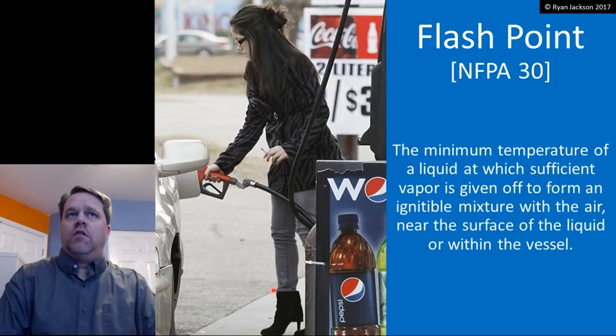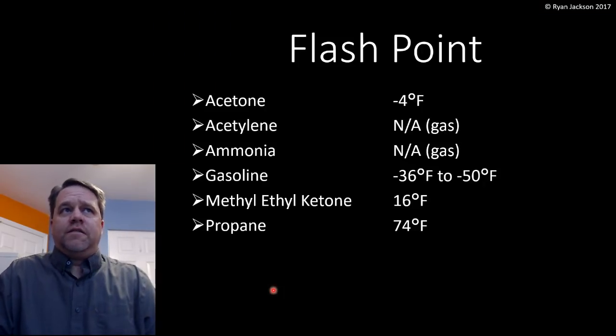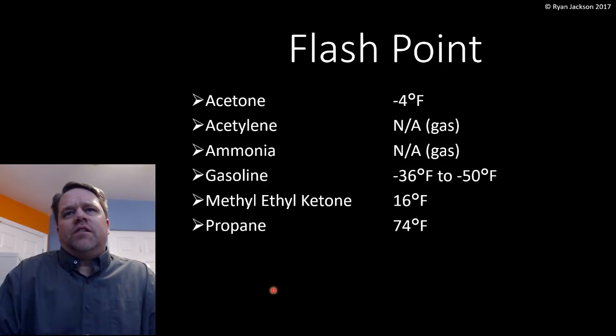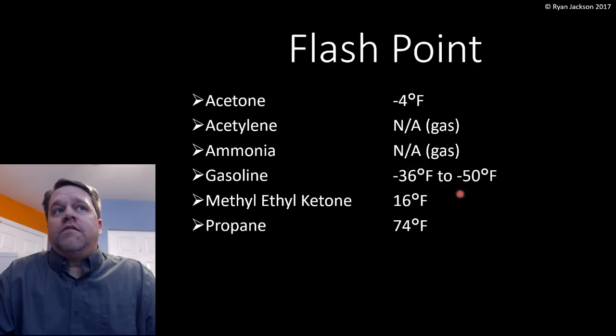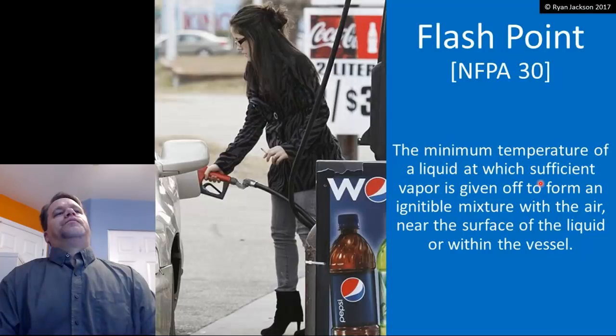And let me show you here really quick, and then we'll explain it. Acetone, -4. Acetylene and ammonia don't have a flash point because they're a gas. Only liquids have a flash point. Gasoline, the flash point is somewhere between -36 and -50 degrees F. Let's go back to the photograph.